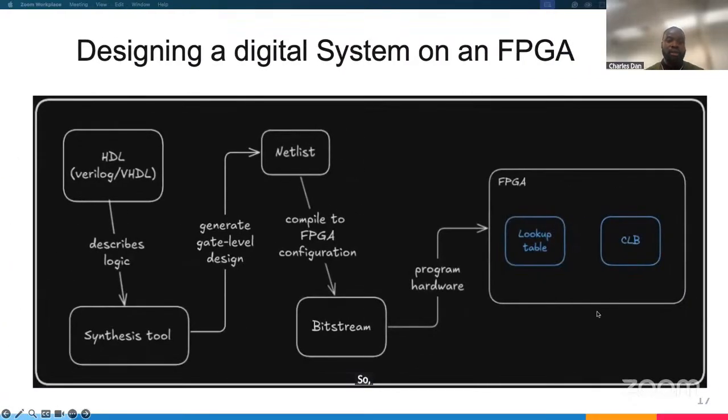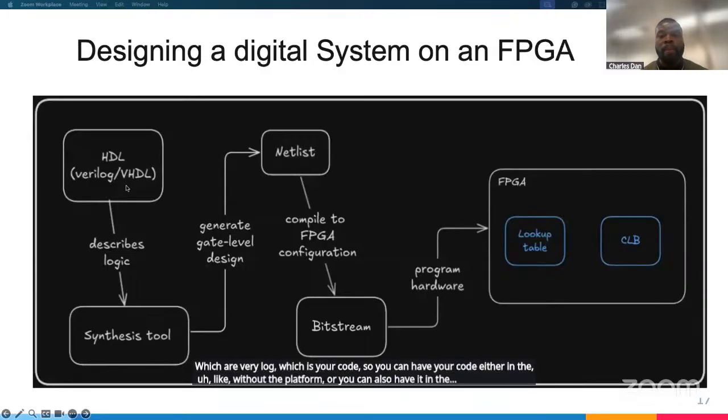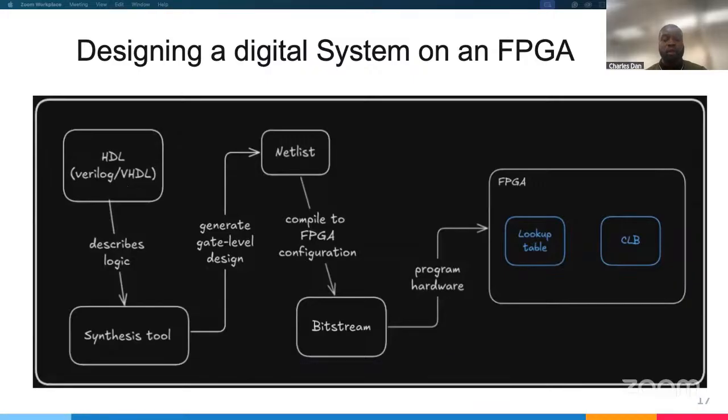So this diagram also shows where you even start from if you want to run an FPGA program. You first start with your Verilog, which is your code. You can have your code either in the Vivado platform, or you can also have it in your normal VS Code.